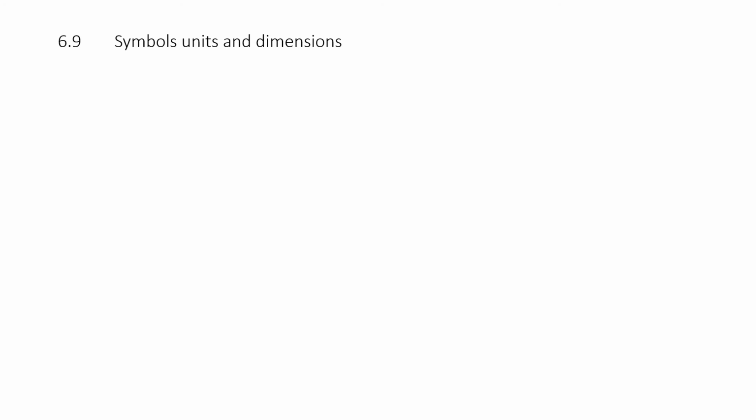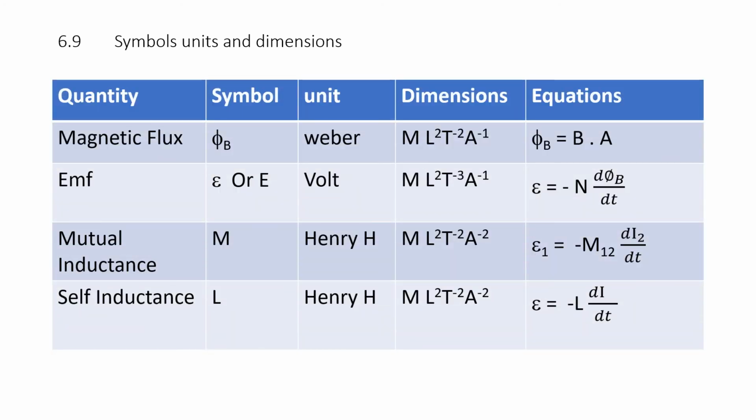Symbols, units and dimensions. In section 6.9, we will study about symbols, units and dimensions. The first parameter is magnetic flux. It is represented by phi B and its unit is Weber. Its dimensions are M L square T to the power of minus 2 A to the power of minus 1. Its relationship with area and field intensity is phi B is equal to B dot A.